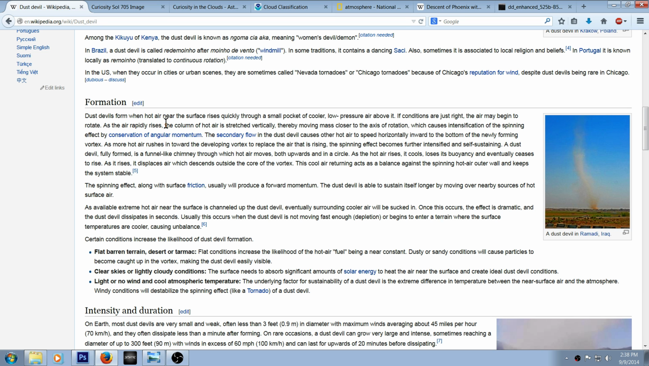As more hot air rushes in toward the developing vortex to replace the air that is rising, the spinning effect becomes further intensified and self-sustaining. A fully formed dust devil is a funnel-like chimney through which hot air moves both upwards and in a circle. As the hot air rises, it cools, losing its buoyancy, and eventually ceases to rise.